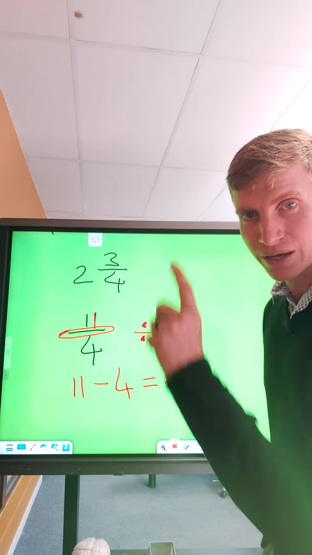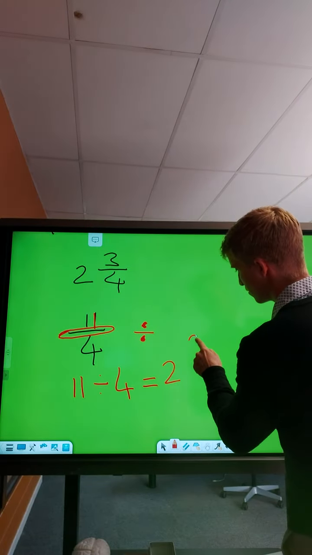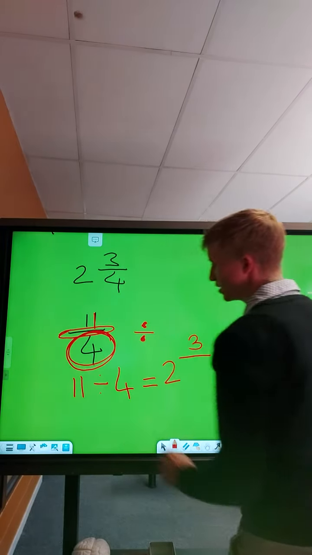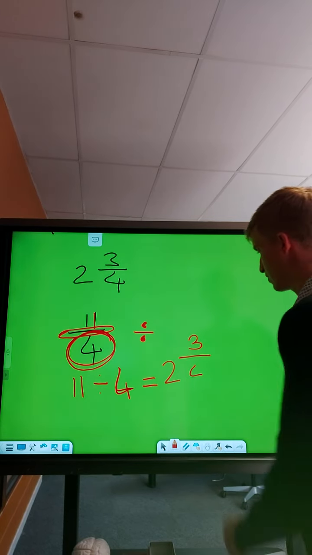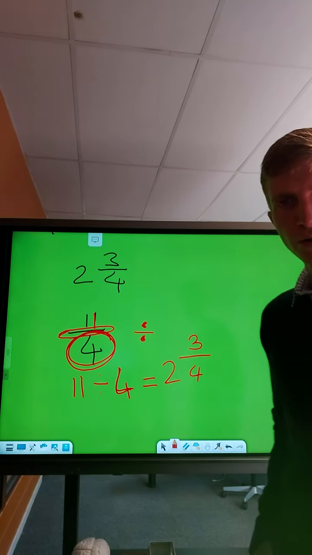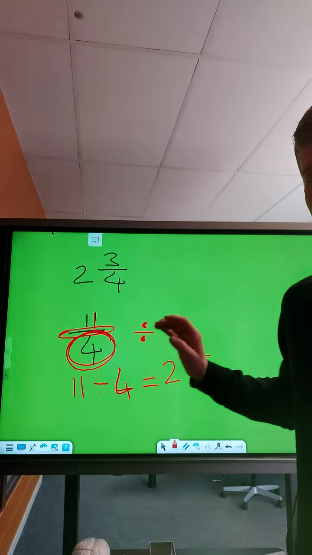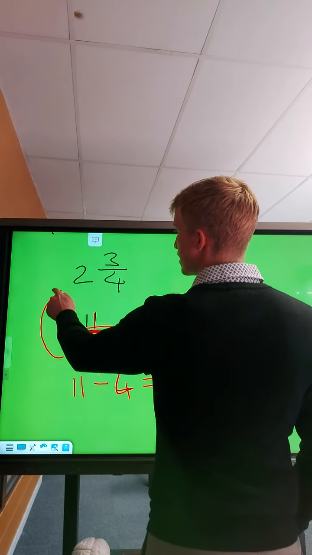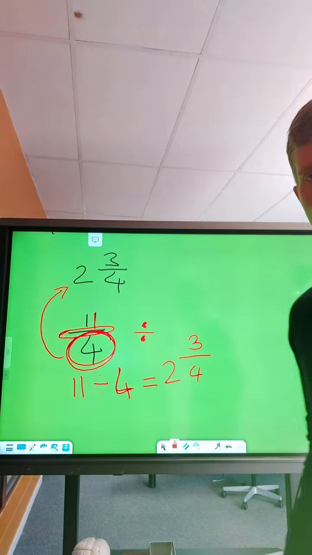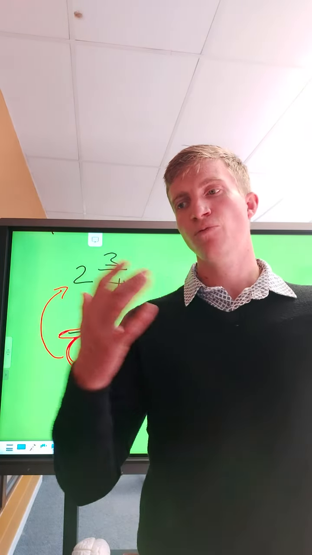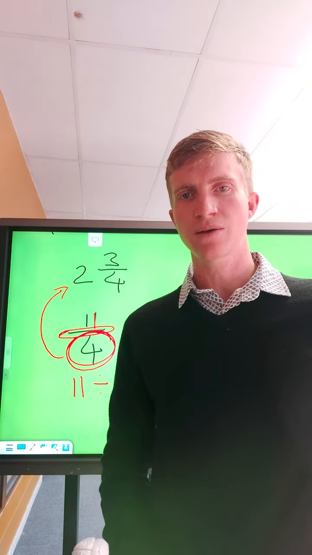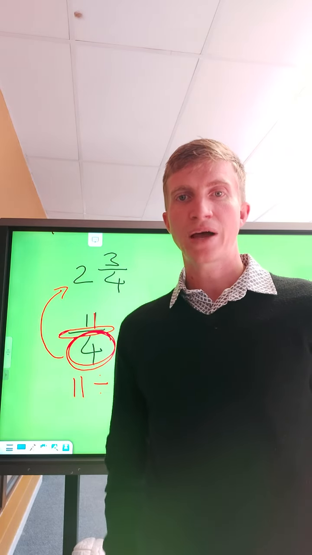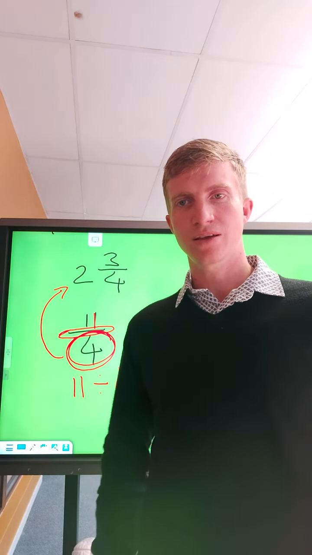Now my remainder becomes my numerator. My remainder is up there, 3. My denominator stays the one that I've been working with. 2 and 3 over 4. What that means is that 11 over 4 is the same as 2 and 3 over 4. They're the same value. So if I give one person 2 and 3 quarters of something, and I give the other person 11 quarters of something, I'm giving them the same amount if it's the same thing.